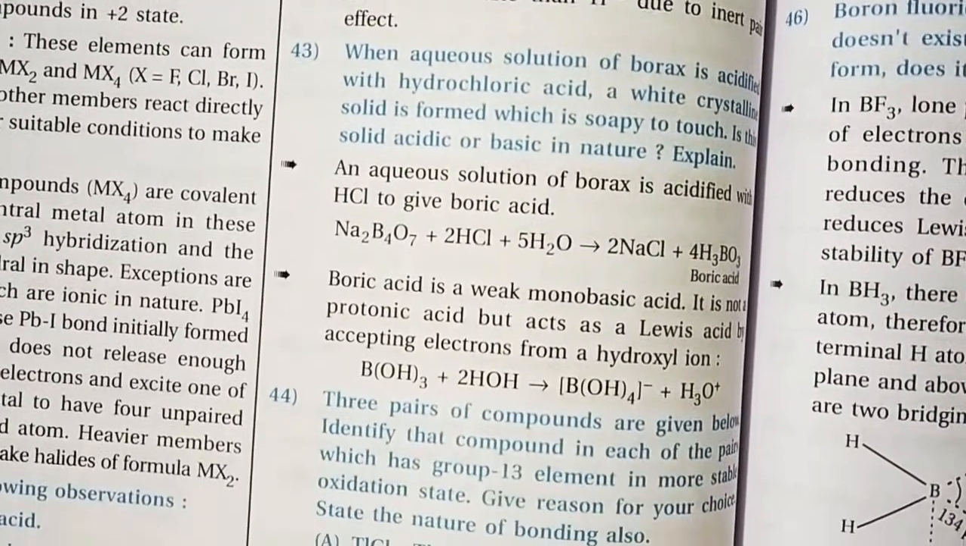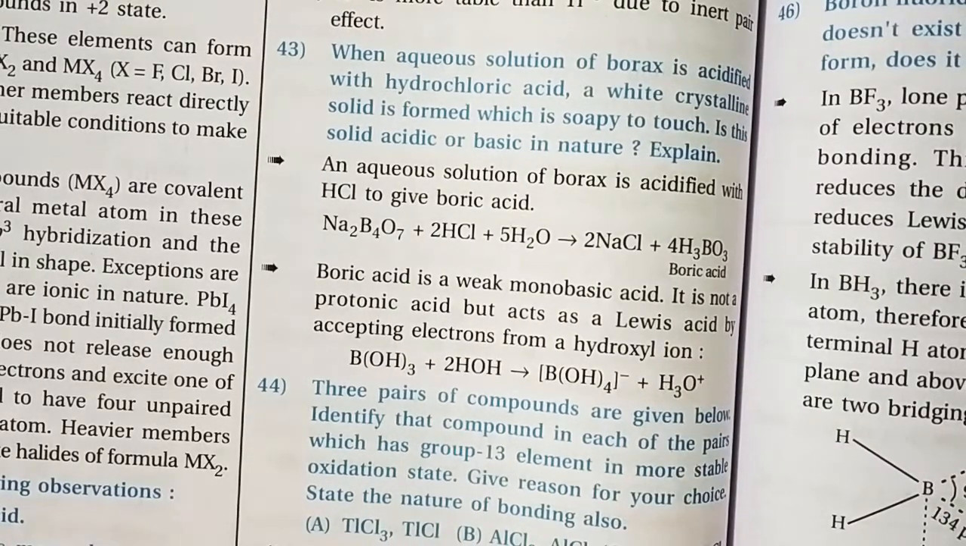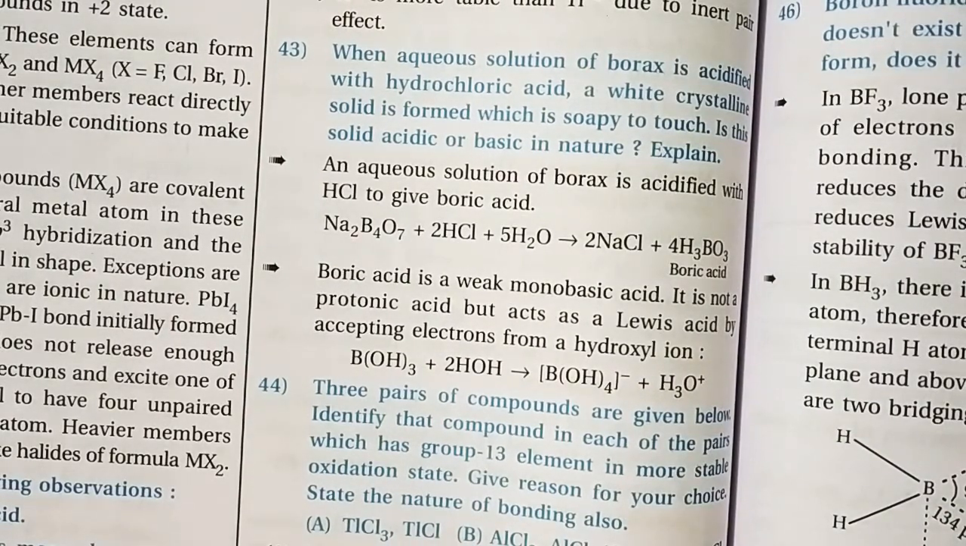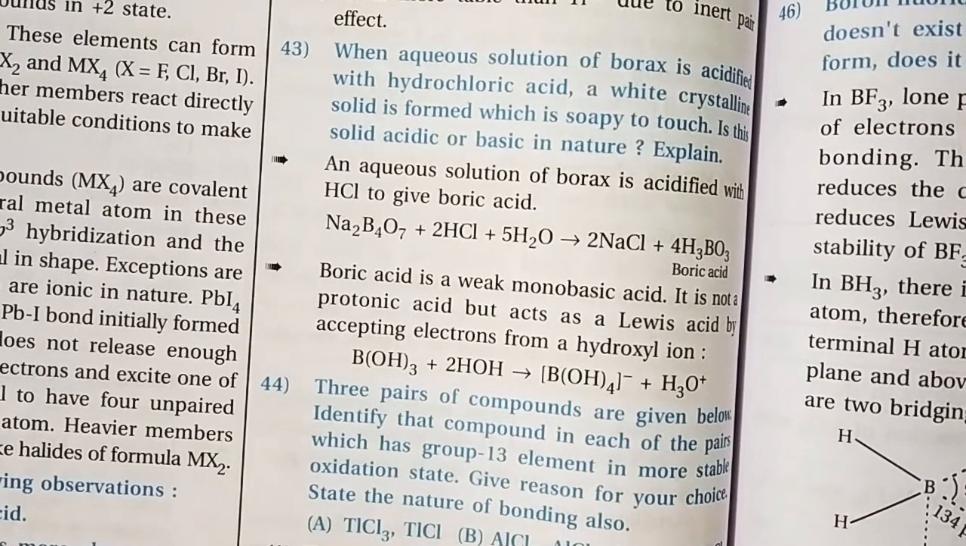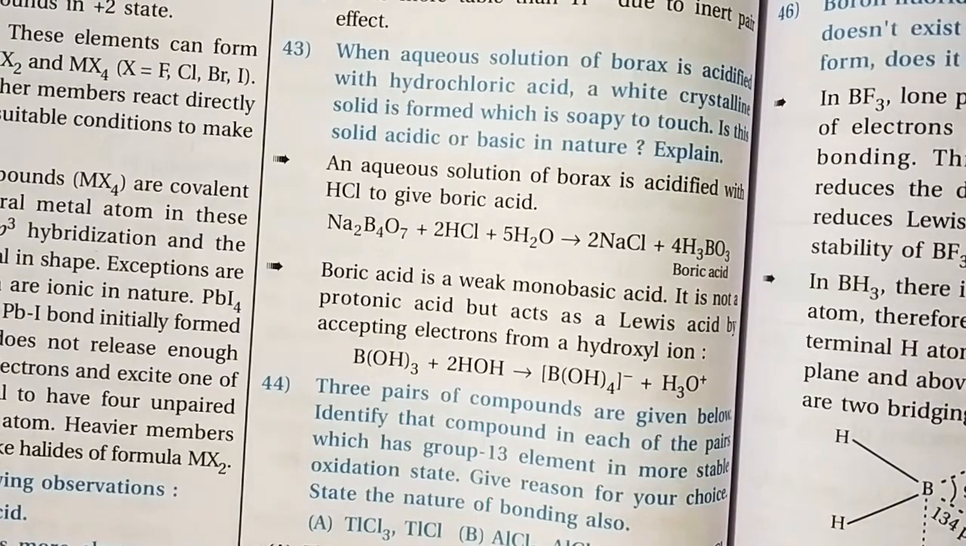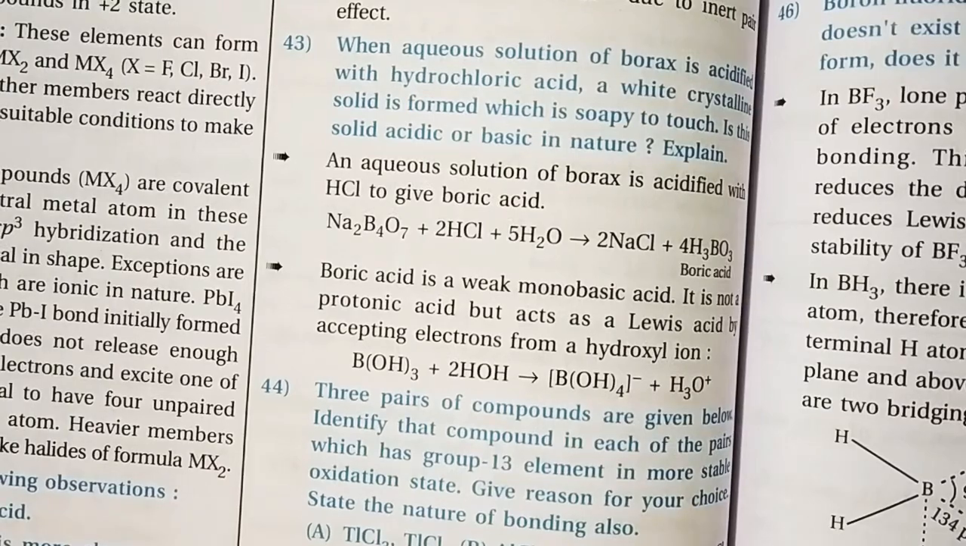Number 43. When an aqueous solution of borax is acidified with HCl, a white crystalline solid is formed which is soapy to touch. We know that it's boric acid. Is the solid acidic or basic in nature? We know that boric acid is a weak monobasic acid because it is not a protonic acid but acts as a Lewis acid by accepting an electron pair from water.